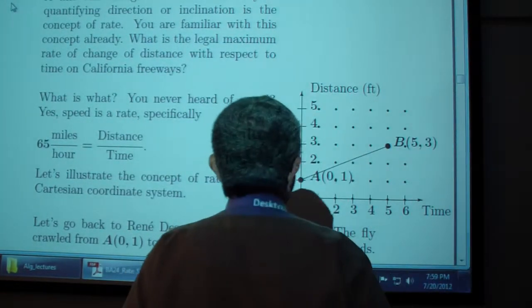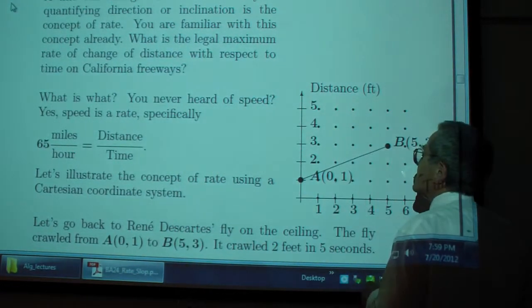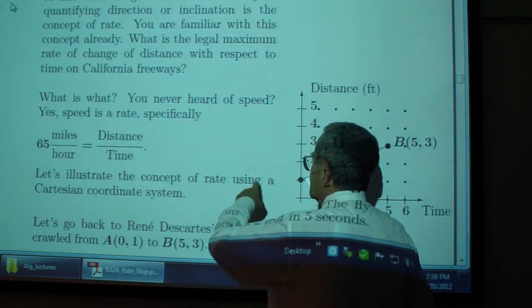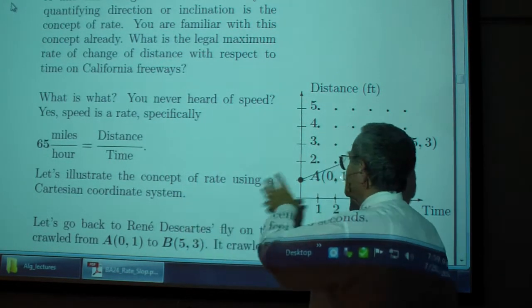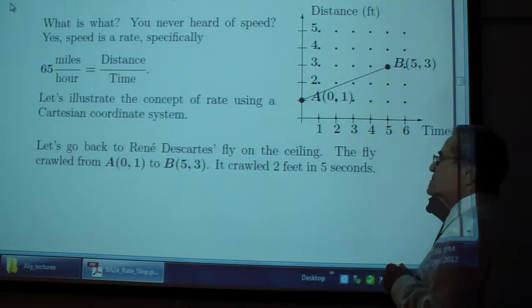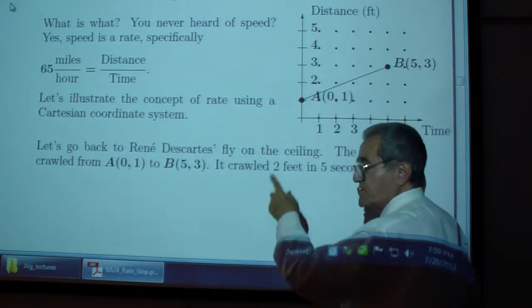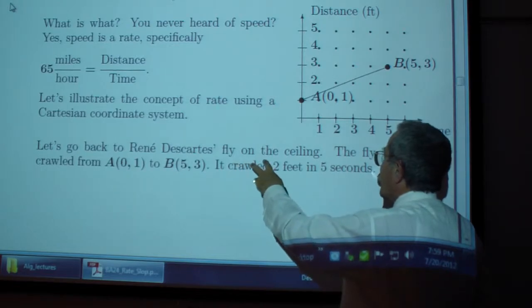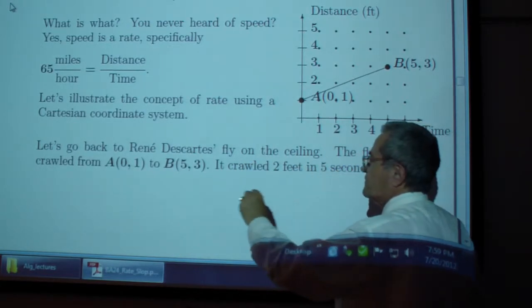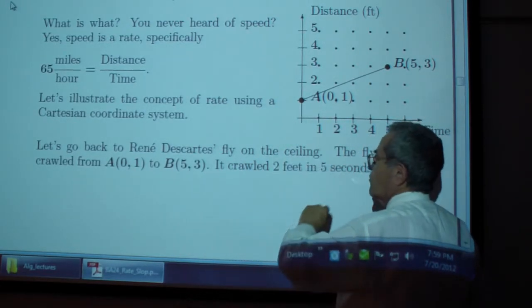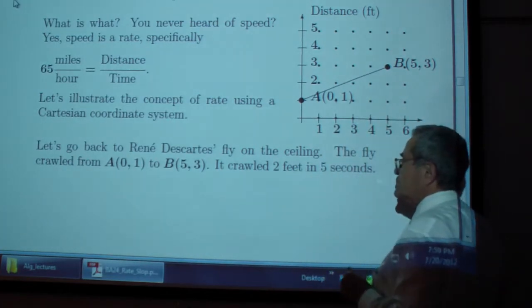So 65 miles per hour. Let's illustrate the concept of rate using a Cartesian coordinate system. And let's go back to René Descartes, that was the inventor of the system, to his fly on the ceiling. The fly crawled from the point 0,1 to the point 5,3.